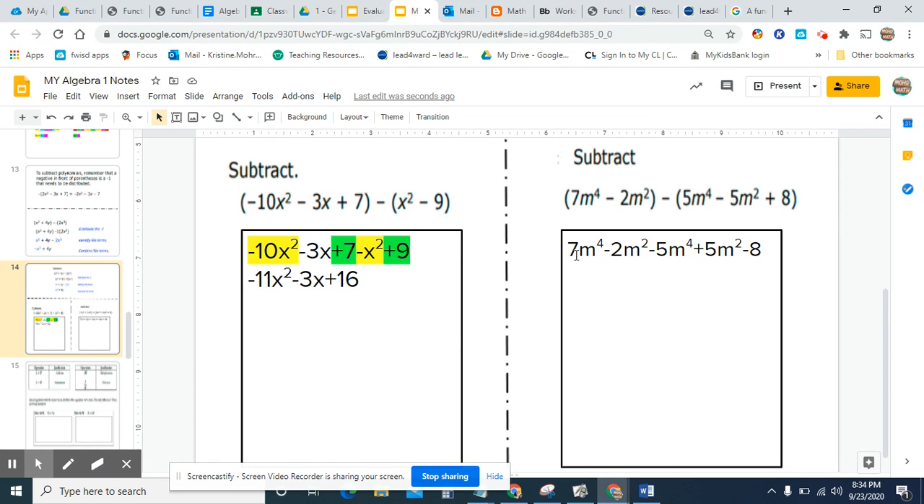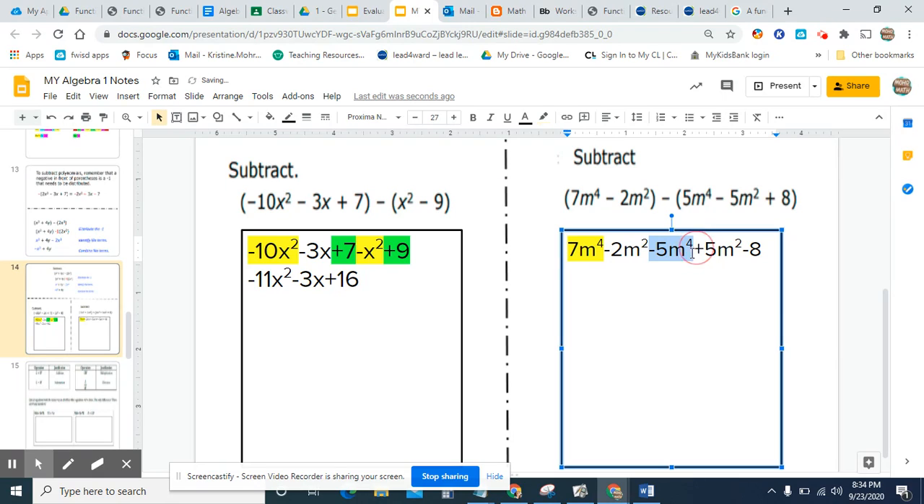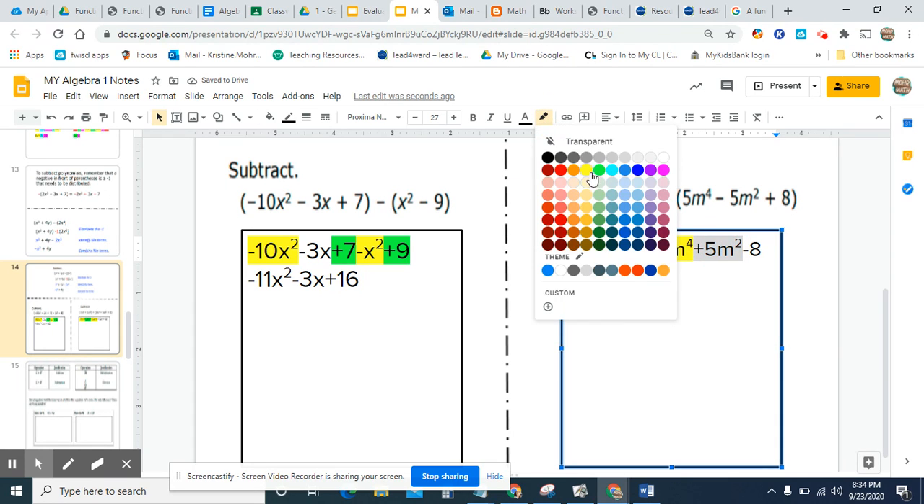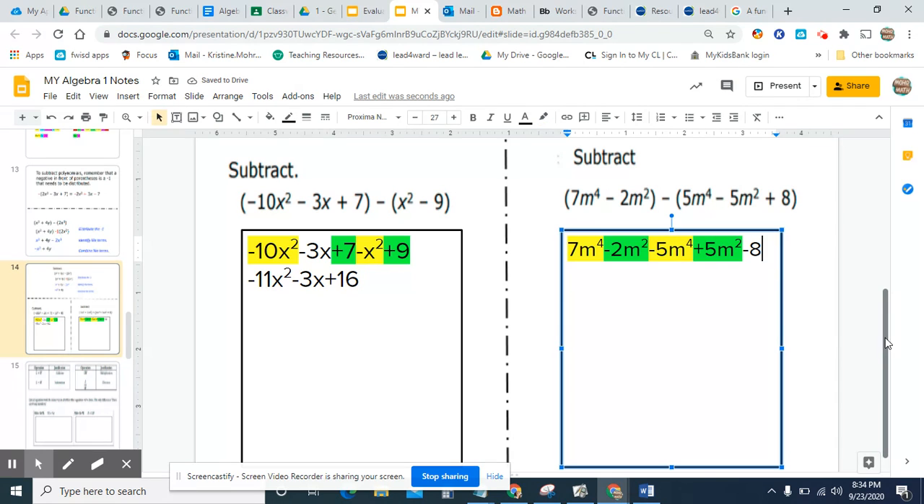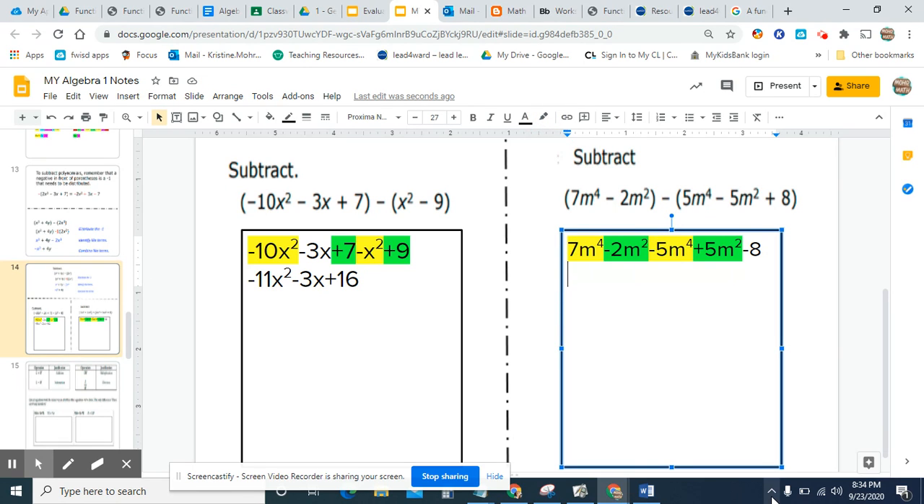Okay, so we have 7m to the fourth power. This one will have a like term. It is a like term with negative 5m to the fourth. We have then negative 2m squared, which also has a like term with 5m squared. And then we have just negative 8. There's nothing to combine with it, so we're not going to leave it highlighted. So then let's combine. 7 minus 5 leaves me with 2m to the power of 4. And then our green, negative 2 plus 5 more leaves me with 3m squared. And then we add on the negative 8 to the end.